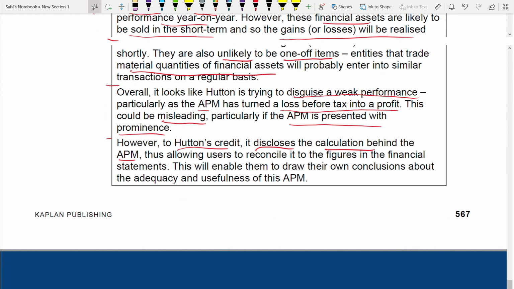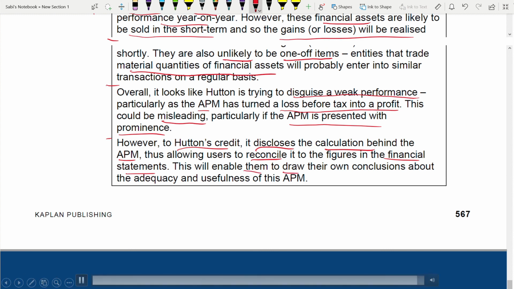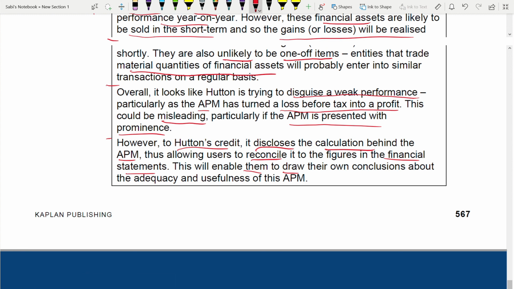So how they have reconciled it to the figures in the financial statements, they have shown it, they have disclosed it. Amortization, depreciation, all these are financial statement figures, and they have reconciled this. Because of this, this will enable them to draw. Enable them means the stakeholders. Always talk from the point of view of the stakeholders. You will be asked about stakeholders or shareholders, who is the party, but most of the time if they don't say any party, say stakeholders. So this will enable them to draw their own conclusions.